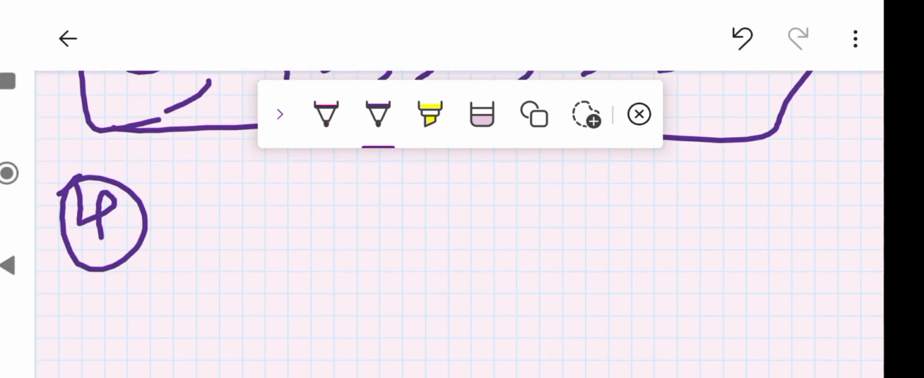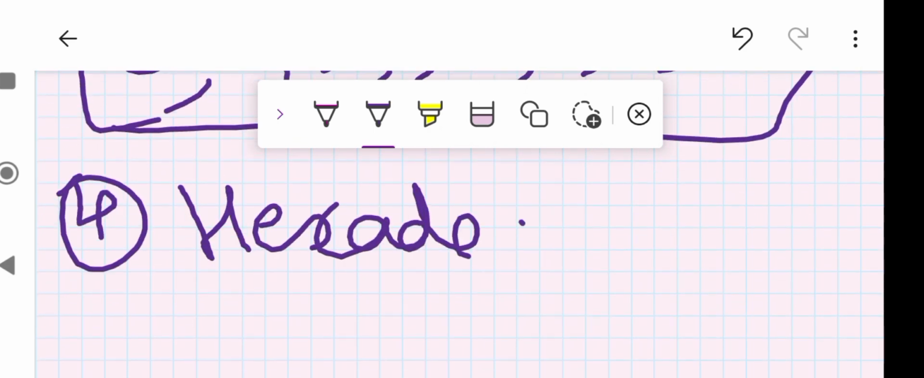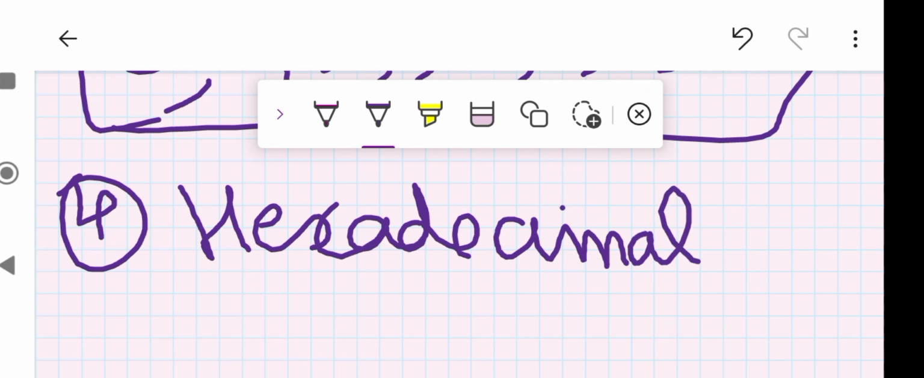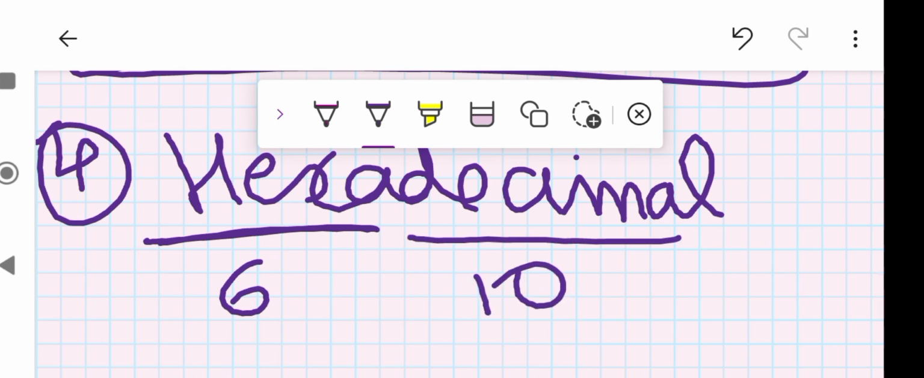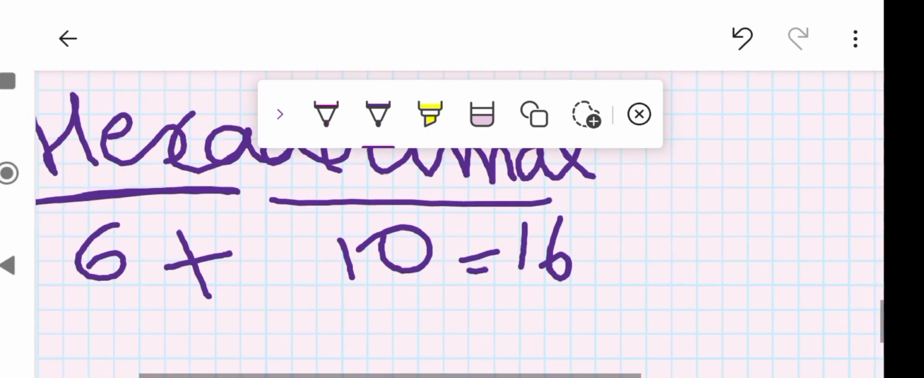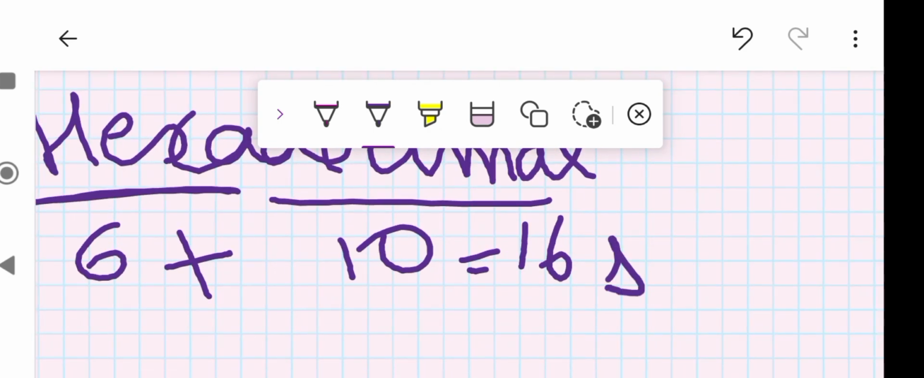Coming to the fourth type, which is hexadecimal. Now, it is made up of two things. One is hexa, which means 6, like hexagon, hexa, 6. And decimal, we know it is a base 10 system. Just now we saw that decimal is a base 10 system. So 6 plus 10 makes it a base 16 system.